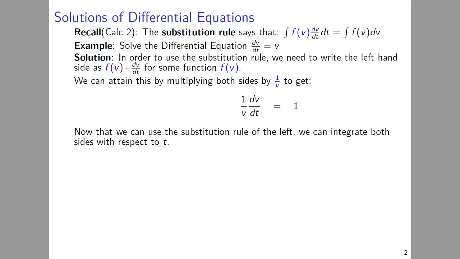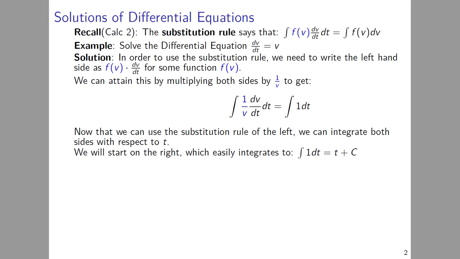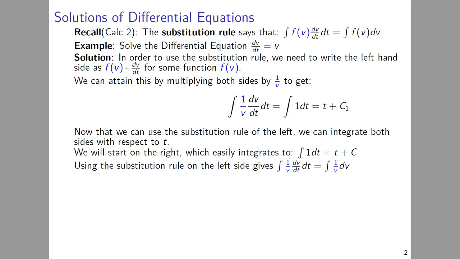Now that we have it in this form, we can use the substitution rule by integrating both sides with respect to t. So on the left, we have the integral of 1 over v times dv/dt, and on the right the integral of 1 dt, which simplifies to simply t plus c. Since we'll get a constant of integration on both sides, I'm going to call this t plus c1. And then using the substitution rule on the left, the integral of 1 over v times dv/dt is going to be the integral of 1 over v dv. So we can rewrite that on our left-hand side.